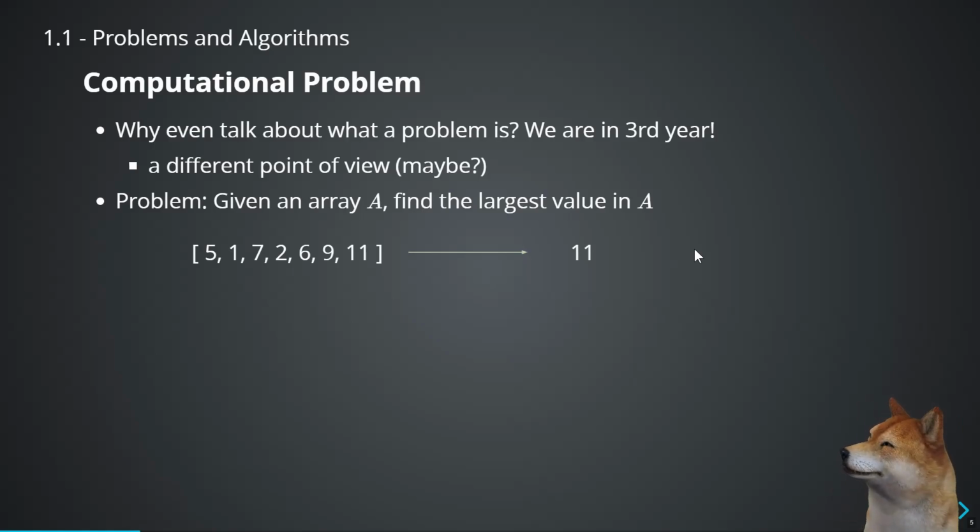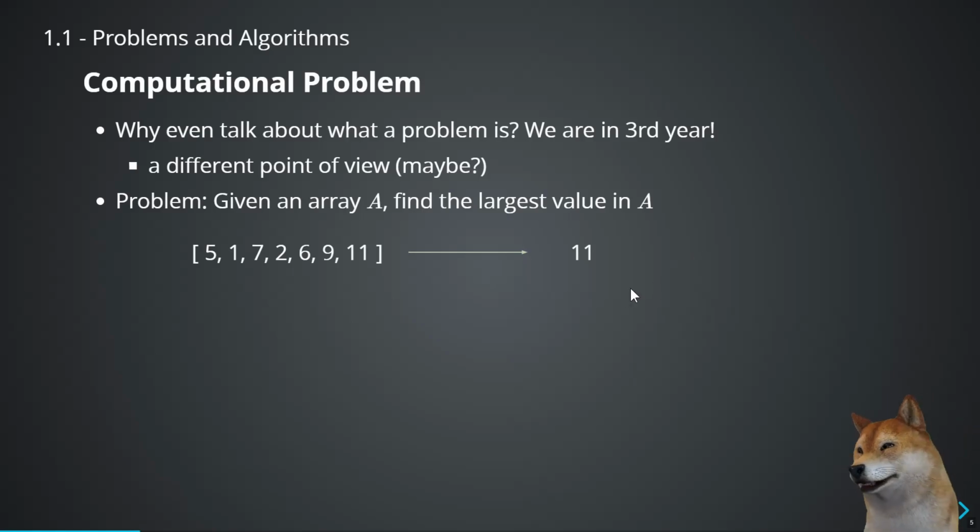So let's look at the first problem. If I give you an array A, go find the largest value in A. So you see that, and maybe an example pops up in your head. You see, I have an array there, 5, 1, 7, 2, 6, 9, 11. Go find me the largest value, you're just going to have 11. So if I give you that array there, you're going to give me 11.